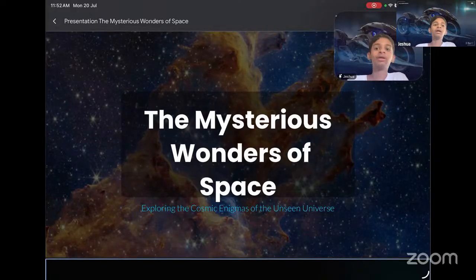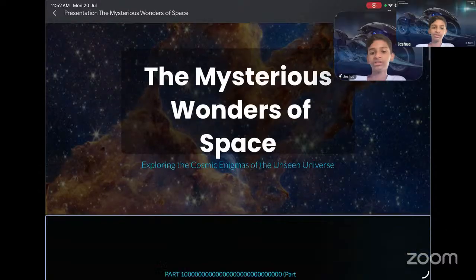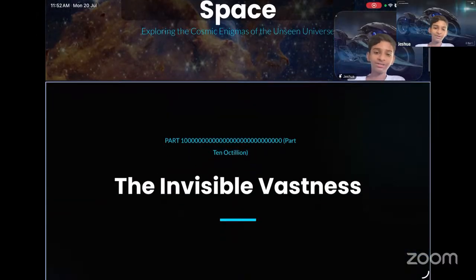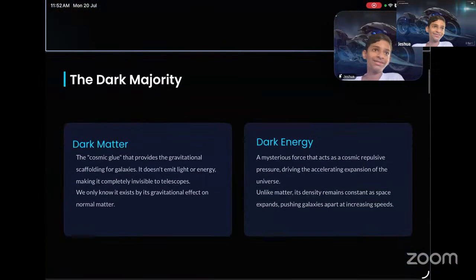Good morning, everyone. My name is Joshua, and I will be giving you a presentation about the wonders of space. The mysterious wonders of space, exploring the cosmic enigmas of the unseen universe. This is the invisible vastness, the dark majority. Dark matter, the cosmic glue that provides the gravitational scaffolding for galaxies. It doesn't emit light or energy, making it completely invisible to telescopes. We only know that it exists by its gravitational effect on normal matter.